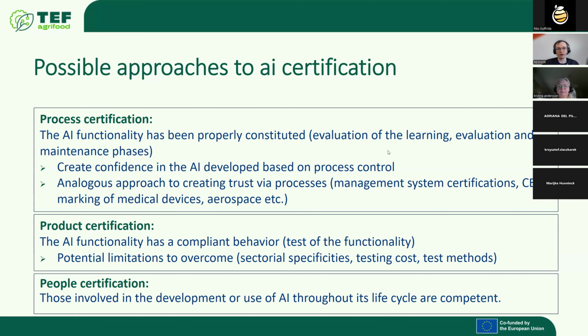Finally, there is also people certification. This focuses on the skills of the people who design, deploy, and use AI systems. The idea is simple: trustworthy AI requires competent professionals at every stage of the life cycle. So certification is not only about technology, it's also about processes and people. And the main certification today is process certification and management certification.